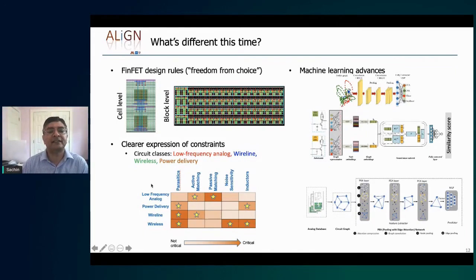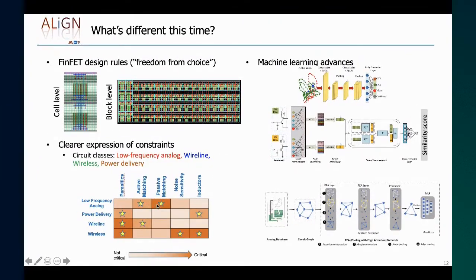Now, for each of these, the kinds of constraints that are important are different. So on the y-axis, you'll see the classes of circuits. On the x-axis, you'll see the types of constraints that we need to worry about. Low-frequency analog circuits, for example, worry a great deal about matching active and passive devices, transistors and resistors, capacitors, etc.